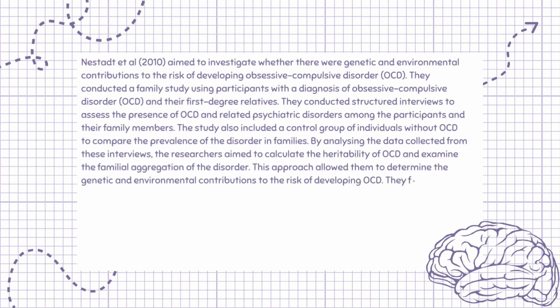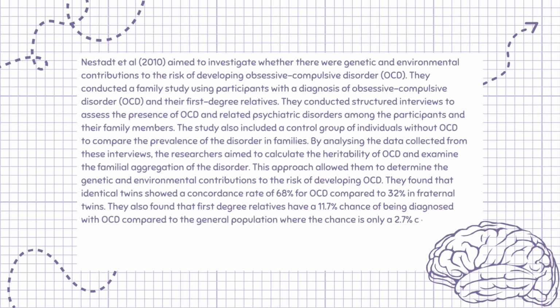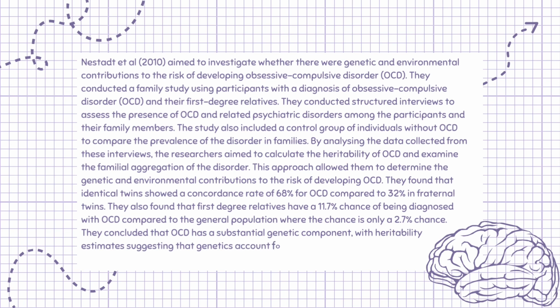They found that identical twins showed a concordance rate of 68% for OCD compared to 32% in fraternal twins. They also found that first-degree relatives have an 11.7% chance of being diagnosed with OCD, compared to the general population, where the chance is only 2.7%. They concluded that OCD has a substantial genetic component, with heritability estimates suggesting that genetics account for a significant portion of the risk for developing the disorder.